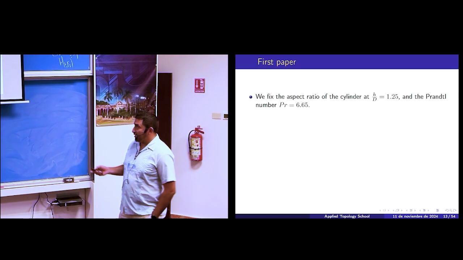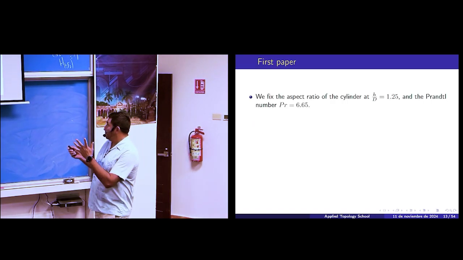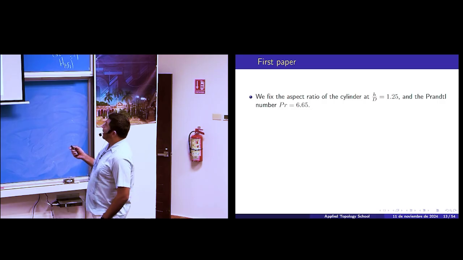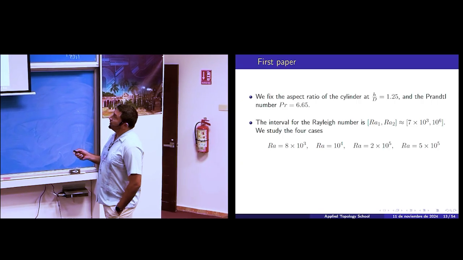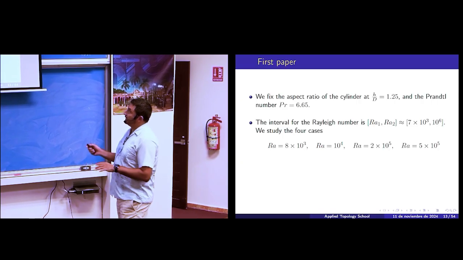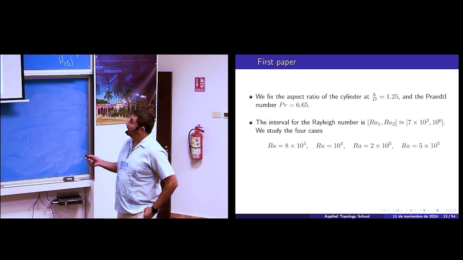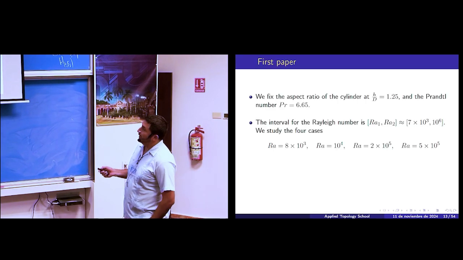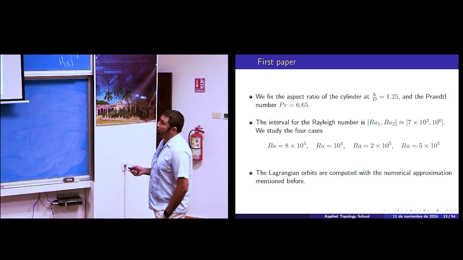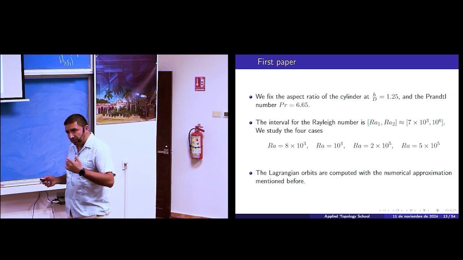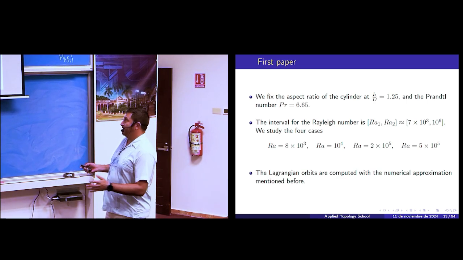Okay, let me tell you about the first paper. We fixed the aspect ratio of the cylinder at 1.25 and the Prandtl number at this value. We took 4 Rayleigh numbers in the interval where the motion is autonomous. The Lagrangian orbits are computed with the numerical approximation mentioned before. All is based on this numerical approximation, obviously.